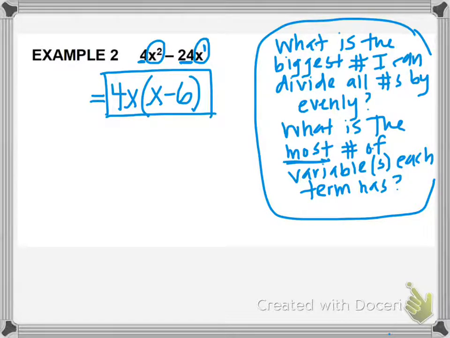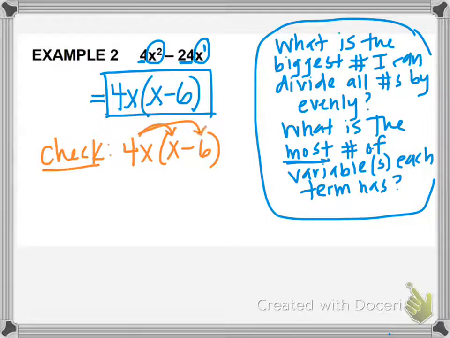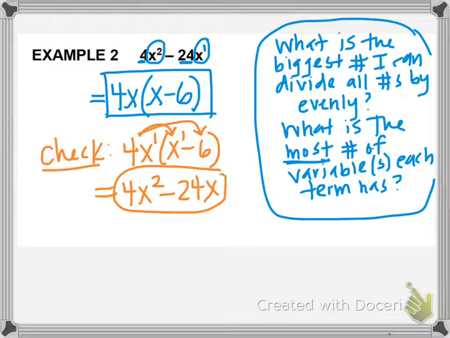Now to check it, we are going to simplify. Remember, simplifying is the opposite of factoring. So you're going to rewrite what you think the factored form is, and then to check it, we're going to distribute. Here we go. 4x times x. I'm going to add those exponents. Remember, when we multiply, we add exponents, so 1 plus 1 is 2, so I get 4x squared. And then 4x times negative 6 is negative 24x. This is exactly what I started with, so that means our factored form was correct.